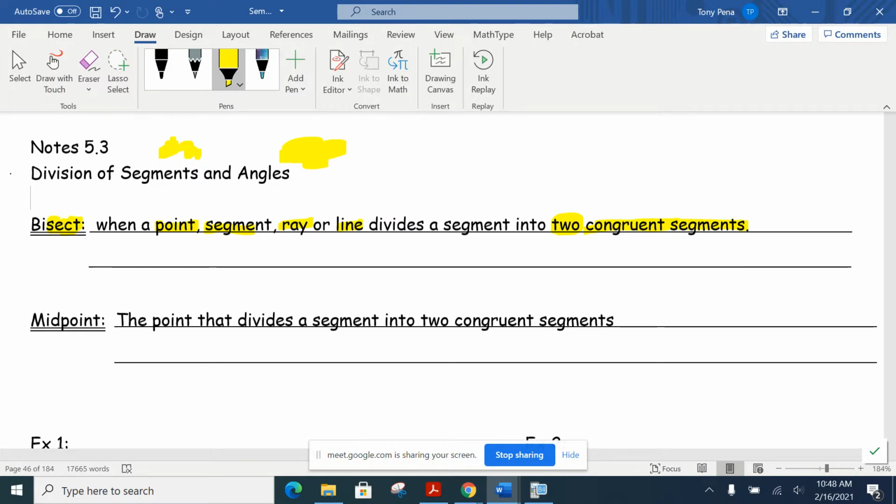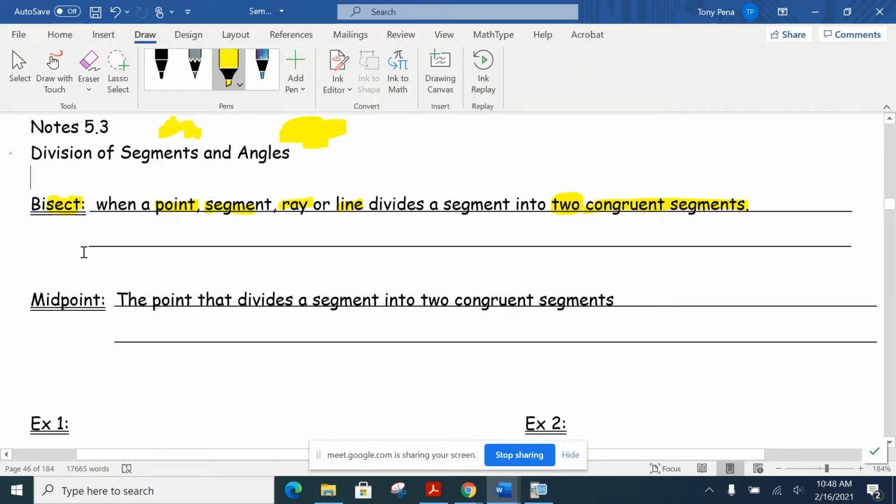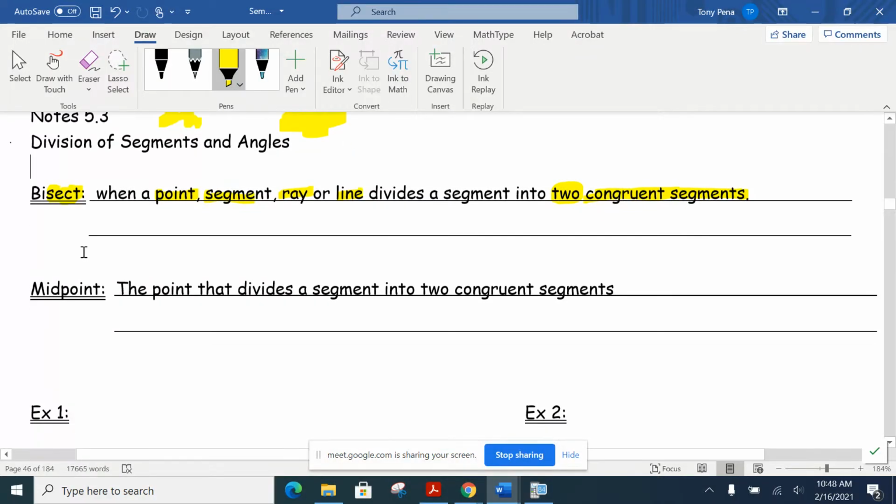All right. When we have a ray, a point, line, or something bisect another segment, what that guarantees is that we're going to have a midpoint somewhere. A midpoint is the point that divides a segment into two congruent segments. Okay? All right.